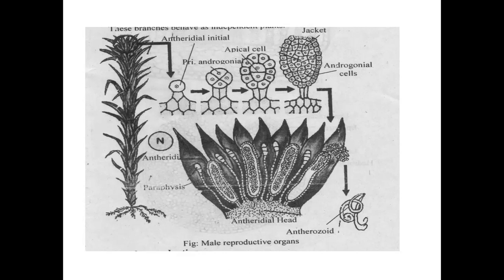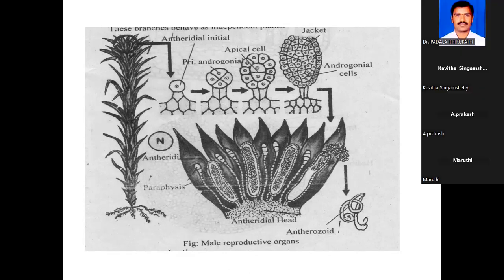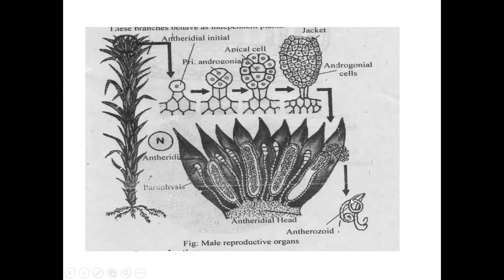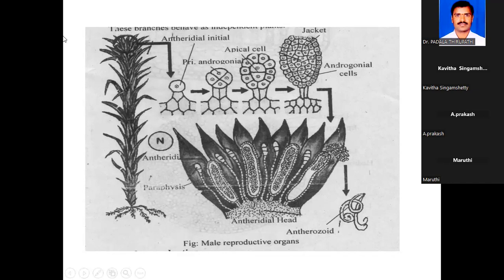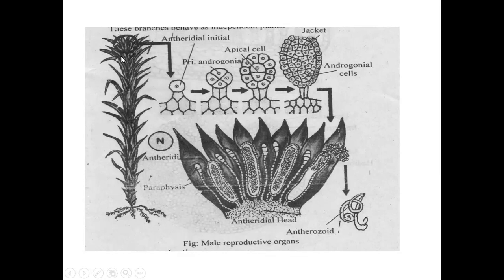Now, when we talk about the anthrozoids, these are spirally coiled. You can observe here the spirally coiled anthrozoids, which are biflagellated. This is the male gamete. When we talk about the female gamete, just like the antheridial head, the terminal part of the female plant is called the archegonial head. In this archegonial head, we can see the development of archegonia. Here also the perichaetal leaves surround the archegonia along with the paraphyses. The archegonium is a flask-shaped structure having a globose venter and a long neck, enclosing the female gamete called the egg. So this is regarding the reproduction point of view in Polytrichum.